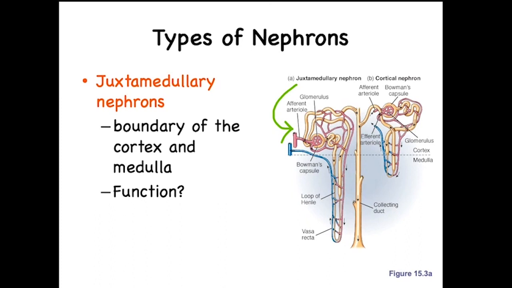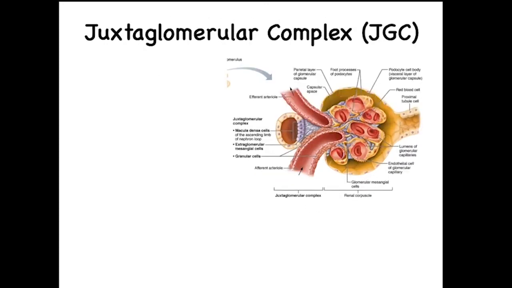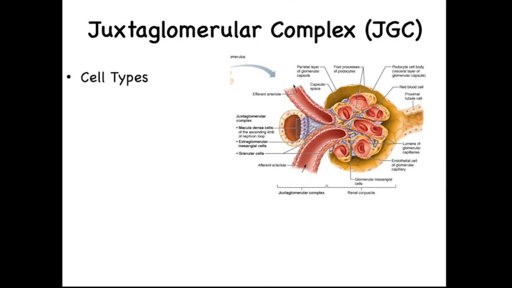Associated with the nephron is a structure called the juxtaglomerular complex. The juxtaglomerular complex consists of three types of cells. Macula densa cells are located within the ascending limb of the loop of Henle, at the junction with the distal convoluted tubule. These cells are chemoreceptors, and they monitor the concentration of the sodium chloride in the filtrate.